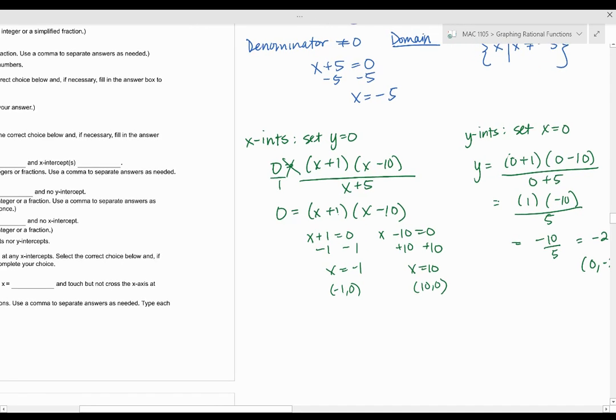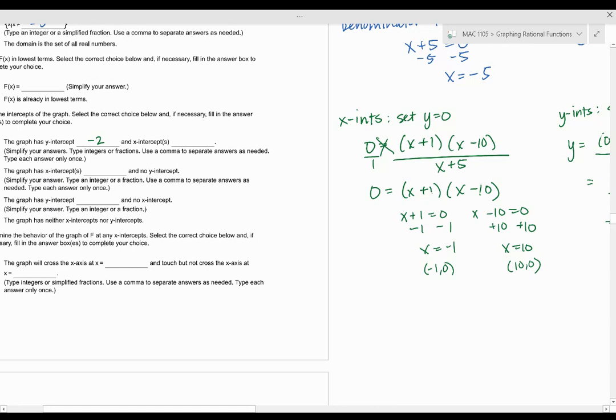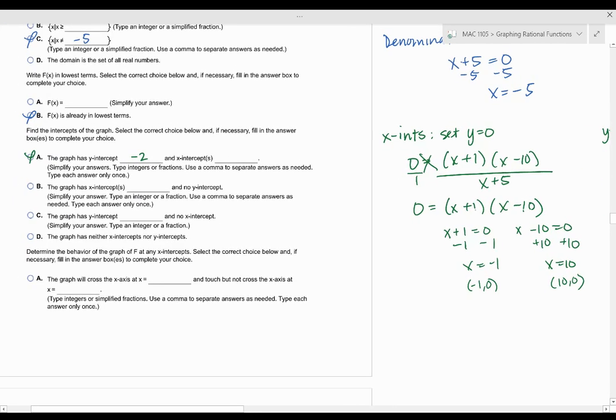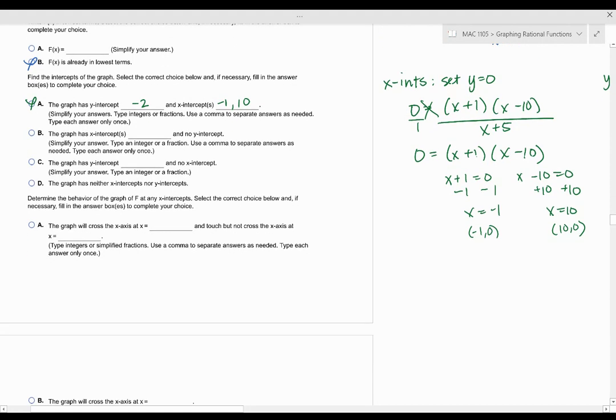Okay. All right, so let's fill that in. So my graph has x and y-intercepts. My y-intercept was at 0, negative 2. Oh, so it just says write the integers, not as coordinates. So negative 2. And then my x-intercepts were negative 1 and 10. Okay. All right, next part.